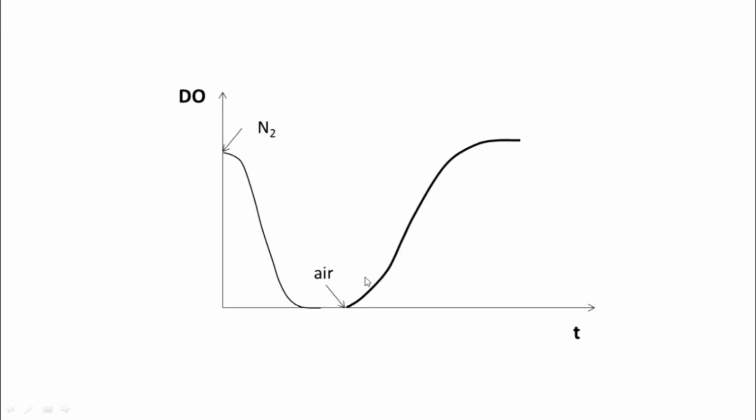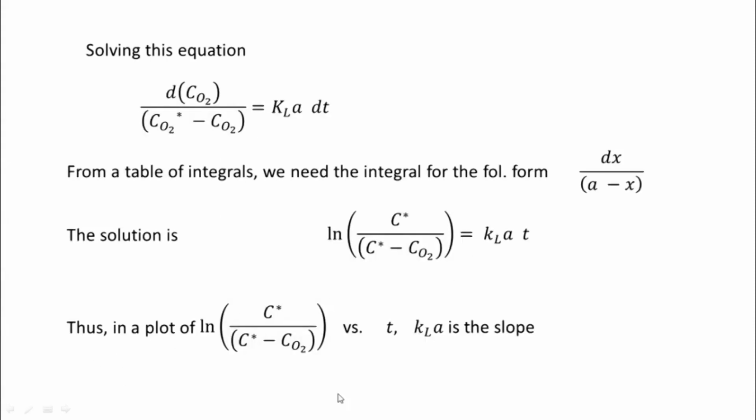And from this, we could get the data for this kind of a plot. This assumes that the log of C star by C star minus CO2 is a straight line. So this is valid only in the region where this graph is a straight line. So we choose the region where this graph is a straight line and then take the slope of it. That's how we find KLA. I'll give you an example to feel comfortable with it.